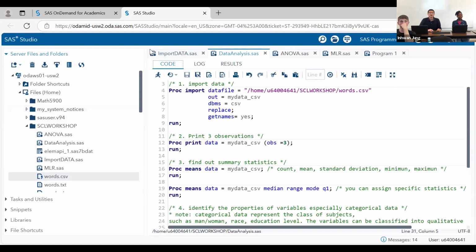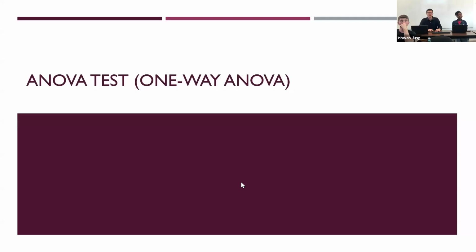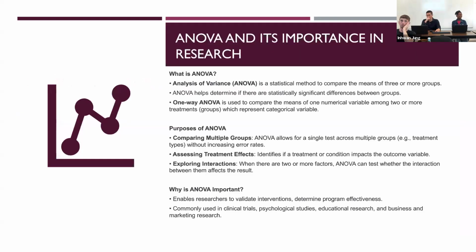And next, we're talking about the ANOVA test. ANOVA stands for analysis of variance. It is a statistical method to compare means of the different groups.